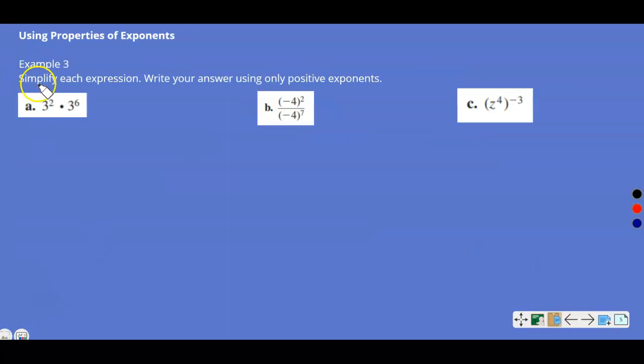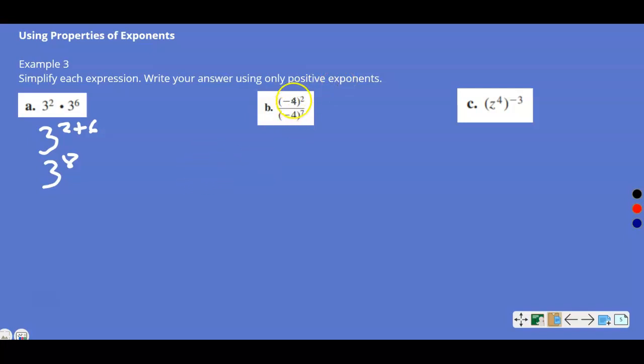Example 3, simplify each expression. Write your answer using only positive exponents. What they're wanting us to do here is just show that we know how to use the properties. Here we have 3 squared times 3 to the 6th, same base. When I'm multiplying, I add exponents. So 2 plus 6 is 8, so 3 to the 8th power. If you want to evaluate 3 to the 8th, that's fine. But here, they just want you showing that you can simplify and leave it with positive exponents.